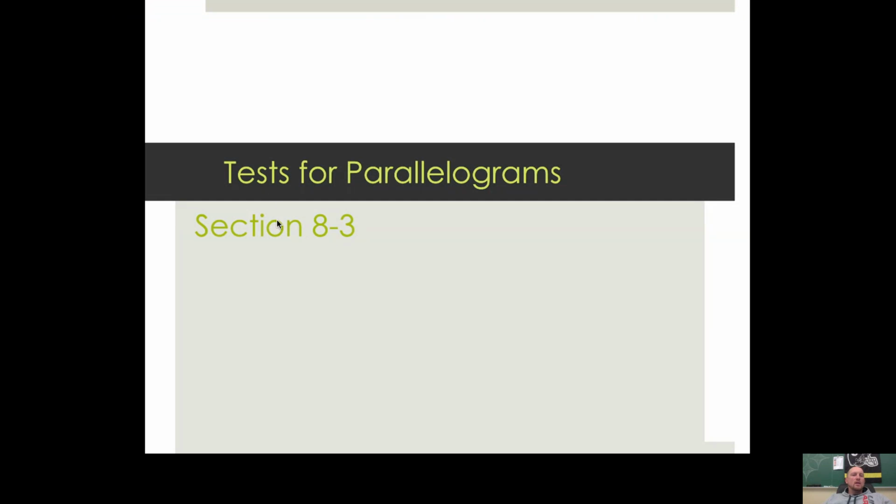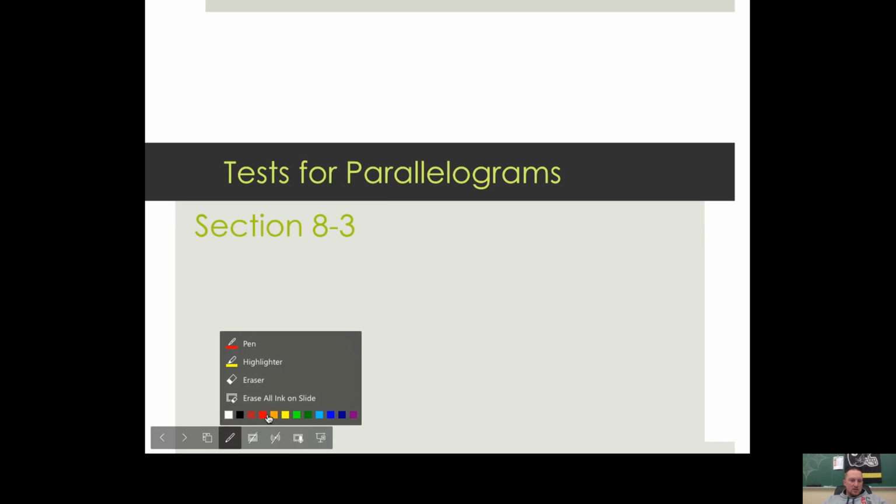This is section 8.3. It's on tests for parallelograms. All that means is they're going to give you a shape, and there's going to be certain marks on the shape, and those marks are going to tell you whether or not it's a parallelogram.